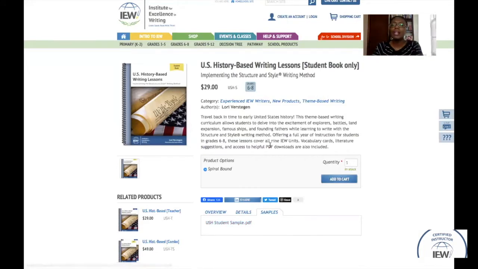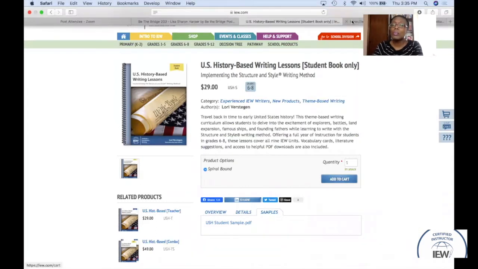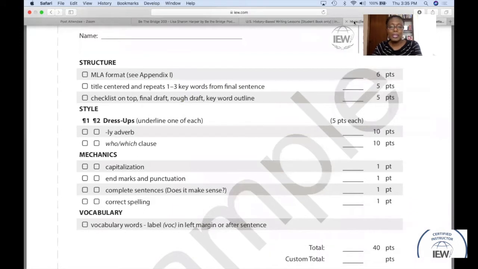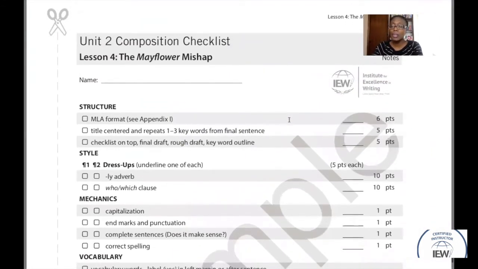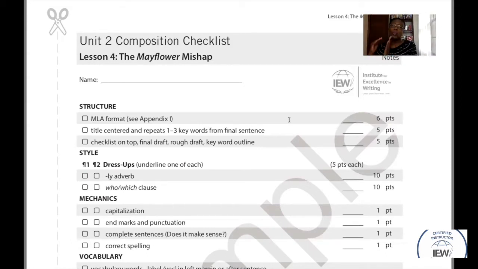Click on that, and if you were to scroll down to the very bottom of that PDF, there is the checklist that your student and you get a chance to use when providing feedback and grading for their papers. So this is what a checklist looks like. This is an example of the lesson for the Mayflower mishap paper that your student would write this week. Each rubric comes with a score or points for each line of the rubric.